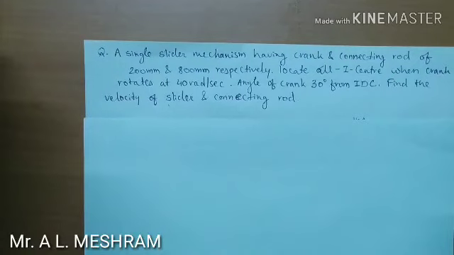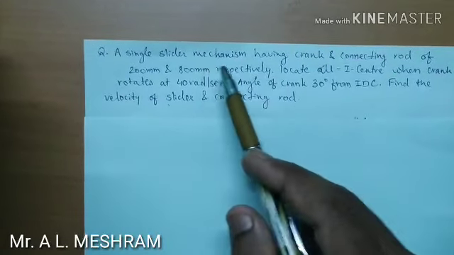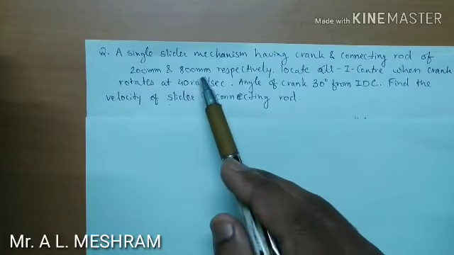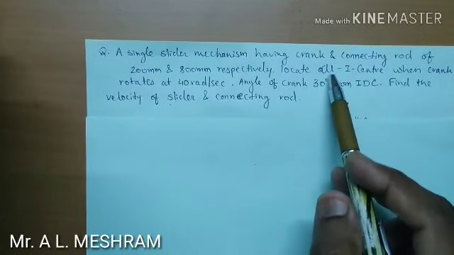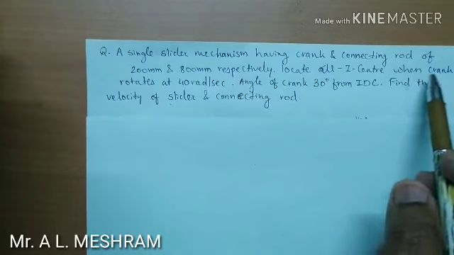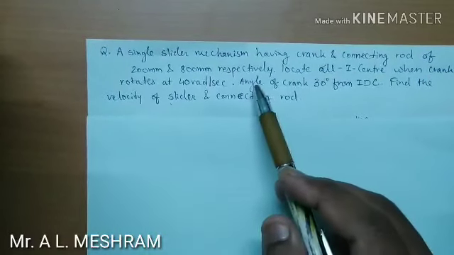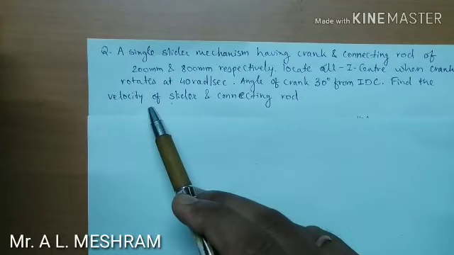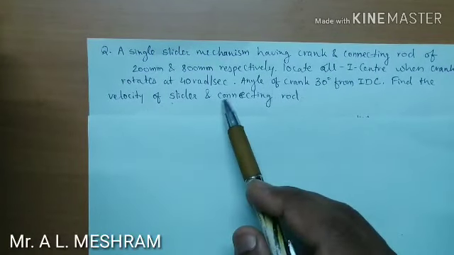So the problem is like this: a single slider mechanism having crank and connecting rod of 200 and 800 mm respectively. Locate all IC centers when the crank rotates at 40 radian per second. The angle of crank is 30 degrees from IDC. Find the velocity of slider and connecting rod.